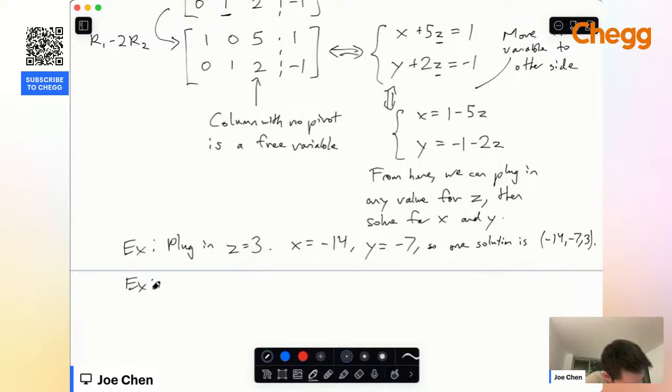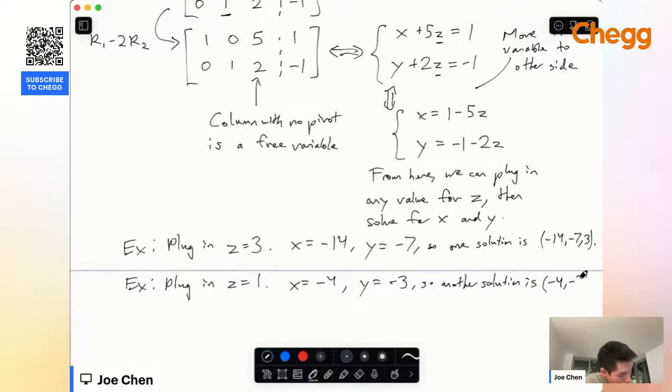Okay, we can also plug in z equals 1. We get x equals minus 4 and y equals minus 3. So another solution is minus 4, minus 3, comma 1.